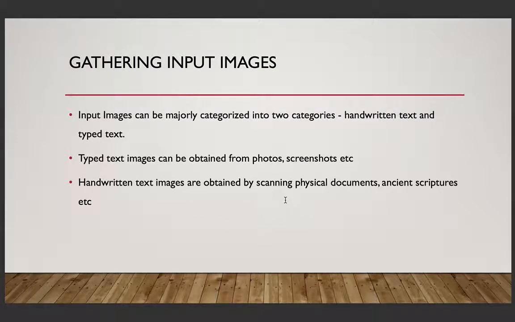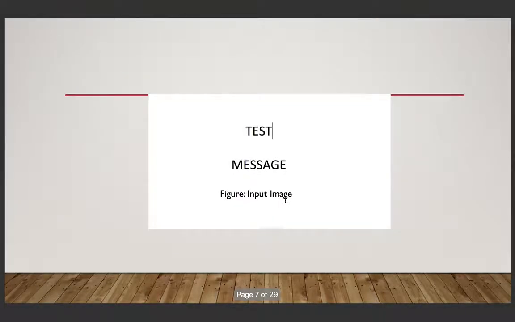Handwritten text images are a little bit more complicated. The most frequent way of obtaining these images is by taking photos or scanning the physical copies of these handwritten documents. Performing OCR is relatively harder on these documents as compared to typed text, because of the varying fonts and varying styles of handwriting. Here you can see a test image. It just says test message in a typed format.